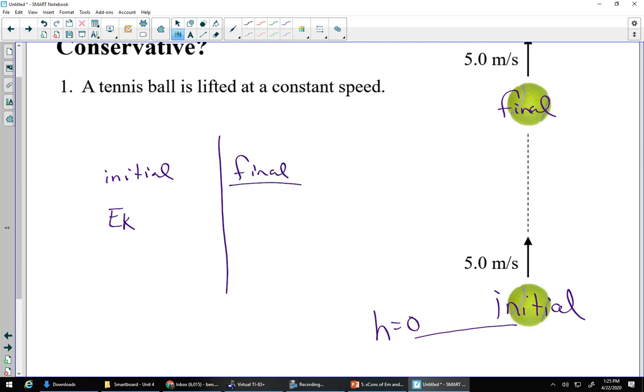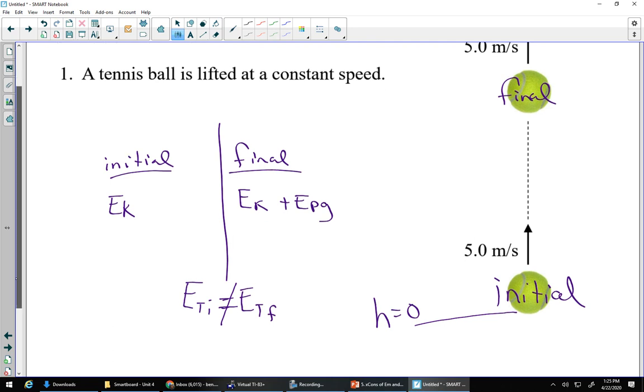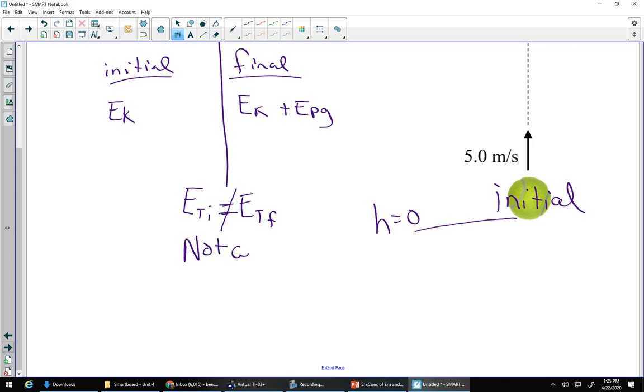But then on the final side of things, when it's at the top there, it's still moving at the exact same speed, so it's got the exact same amount of kinetic energy, but now it's also got gravitational potential energy. Are those two things going to be the same? Not really, so our total initial energy is not going to be the same as our final energy. Therefore, this is a non-conservative system, so not conservative. Cool. So the energy that we're starting with is not the same in the tennis ball as the energy that we're finishing with, non-conservative.